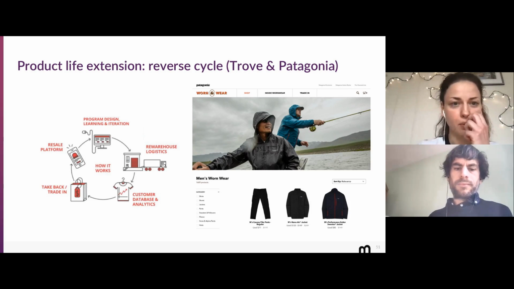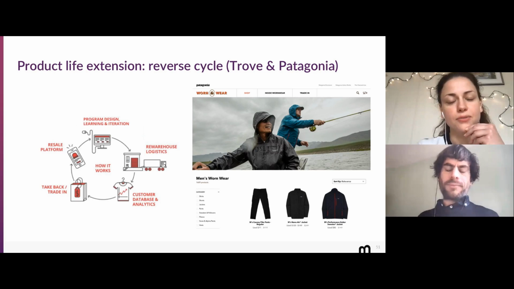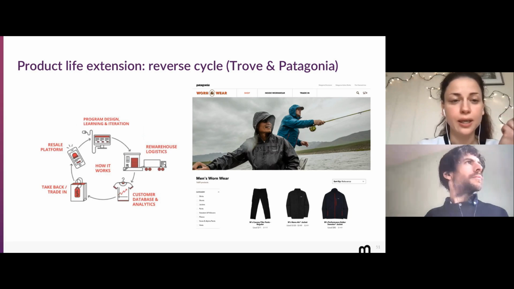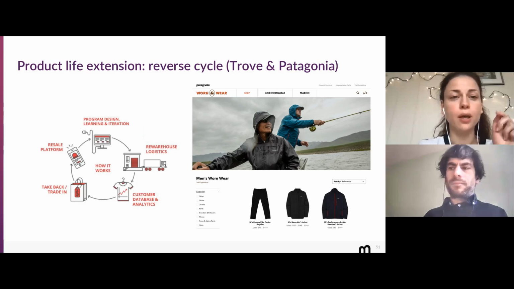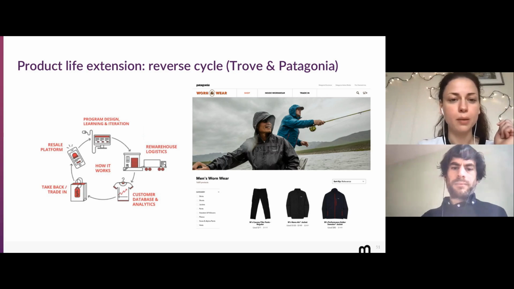So this is an example of Patagonia, which collaborated with a company called Trove to give Patagonia's secondhand clothes another chance. You can go to the Patagonia website and click on the Worn Wear section, and this is the place where you can buy Patagonia secondhand clothes at about half the price, but the quality is managed and guaranteed by Patagonia. So it's a great example. The question for you: how can you extend the life of the products of the companies that you're working for?